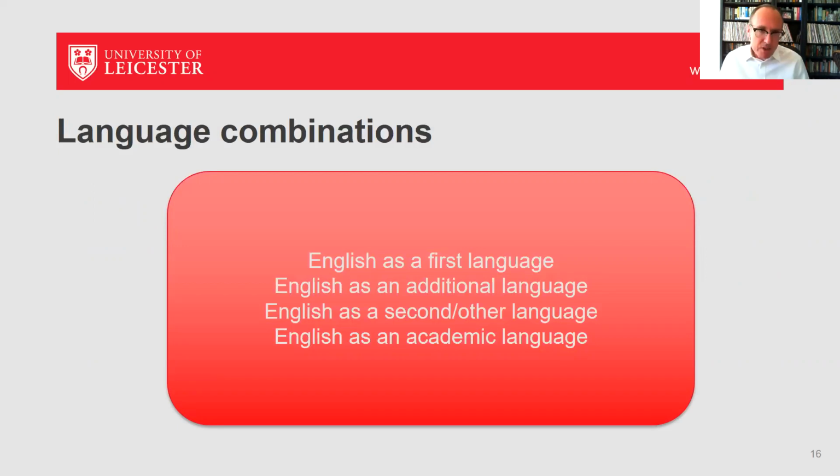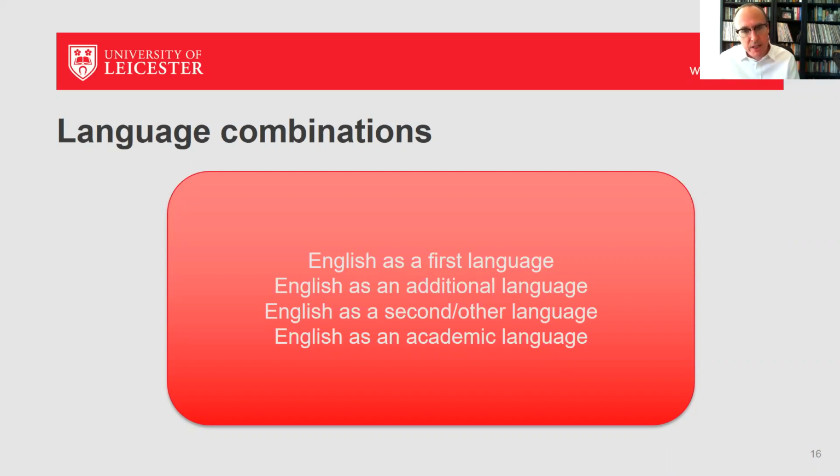So to get into some examples of different EMI contexts, it's really useful to look at these examples. The first criteria to think about is the different language combinations of the academic staff delivering the academic courses and the students. And I think this shows just how complicated it gets.